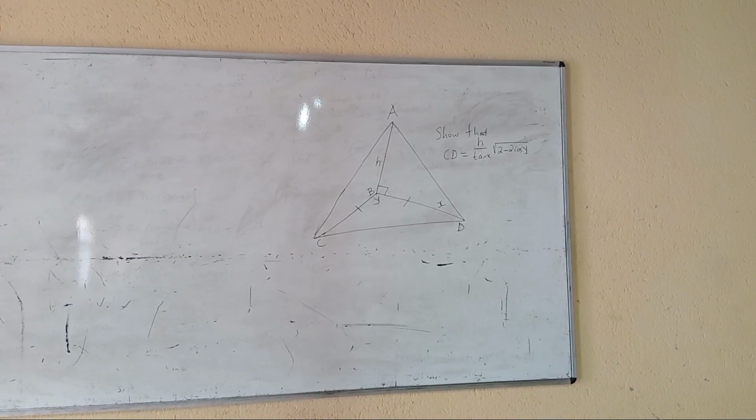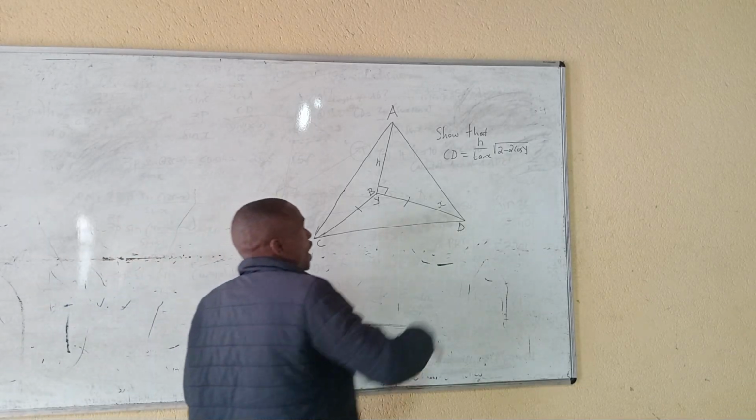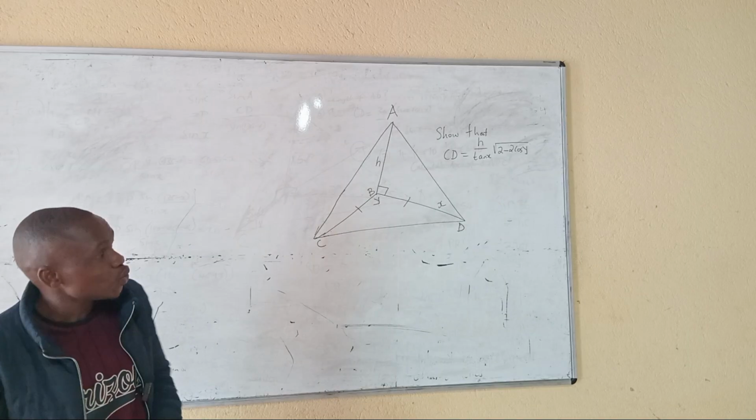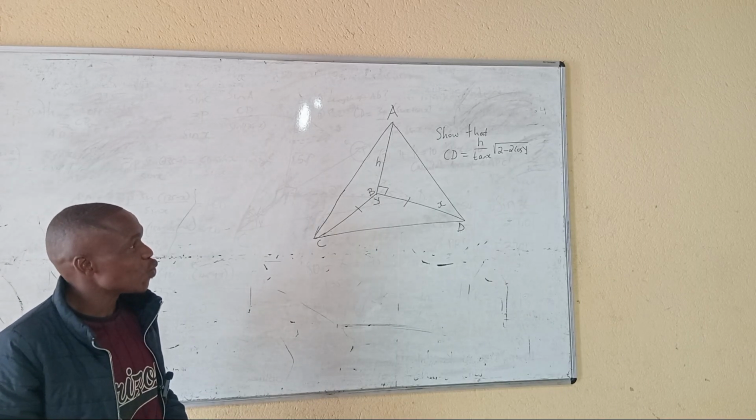Okay, let's do the corrections. This question, as I said, is from one of your preparatory exams, the 2025 Limpopo trial exam. The question says, show that CD is equal to h over tan x times the square root of 2 minus 2 cos 1.